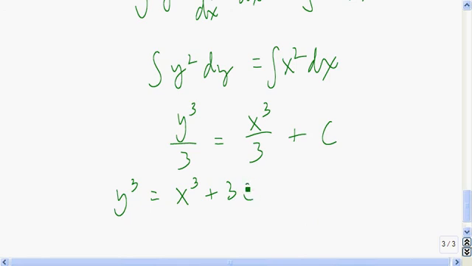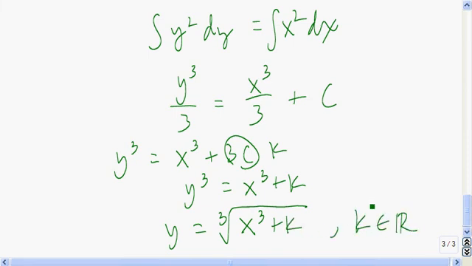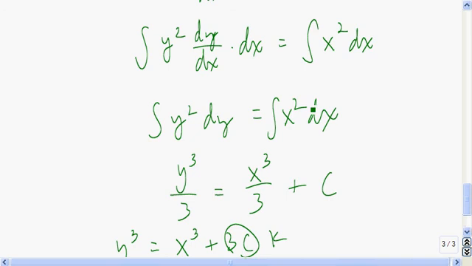But just like before, since c is some constant, 3 times c is going to be a constant itself. So we'll just call this k. So we have y cubed equals x cubed plus k, or y is the cube root of x cubed plus k, where k is some real number. Okay, so that's the way separable differential equations work. Get the y's on one side, the x's on the other, and we just integrate both sides with respect to x.